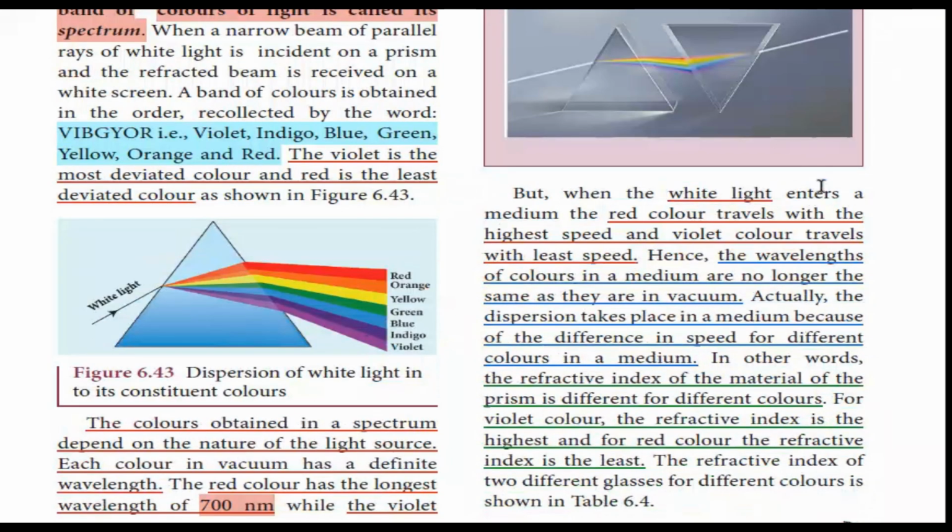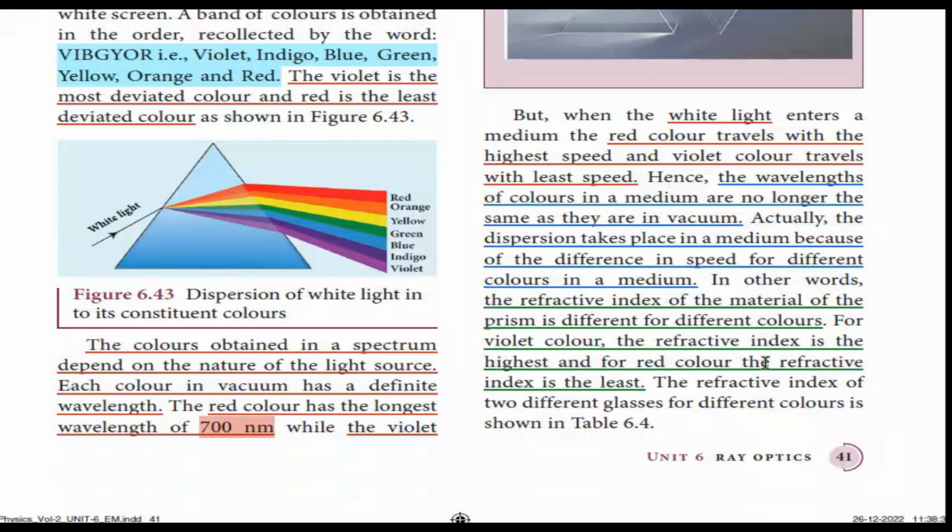But when white light enters a medium, red color will travel with the highest speed, and violet color will travel with the least speed. Hence, the wavelengths of colors in a medium are no longer the same as they are in vacuum. Actually, dispersion takes place in a medium because of the difference in speed for different colors. In other words, the refractive index of the material of the prism is different for different colors. For violet color, the refractive index is the highest, and for red color, the refractive index is the least. So you should remember that for violet color, the refractive index is maximum, and for red color, the refractive index is minimum.